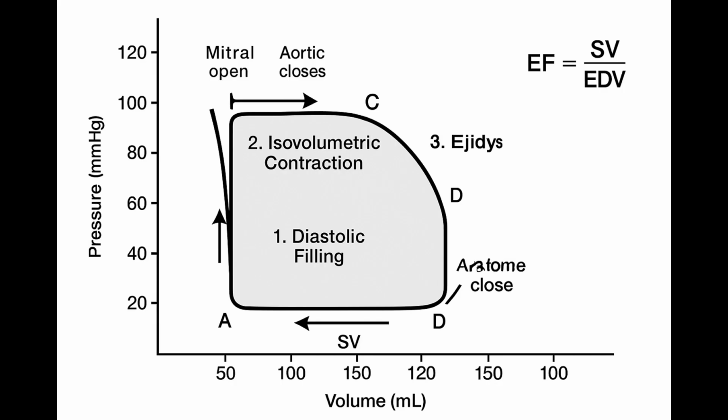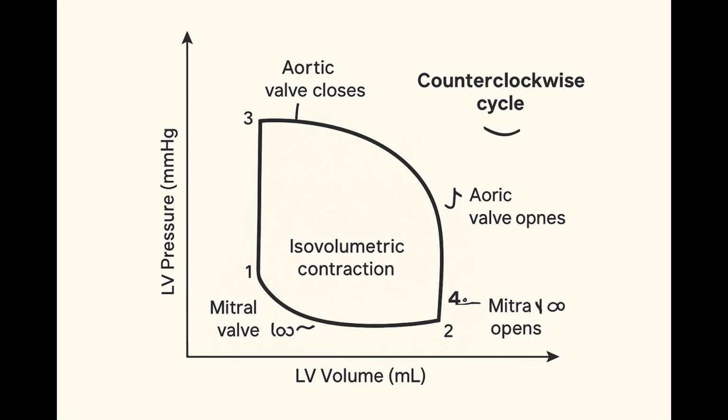Phase 1, isovolumetric contraction. Pressure shoots up, but volume is constant because both valves are closed. That's S1, the first heart sound. Phase 2, ejection. The aortic valve opens once LV pressure exceeds aortic pressure, and volume plummets as blood is ejected. Top of the loop. Yep. Then phase 3, isovolumetric relaxation. The aortic valve snaps shut, S2 sound.